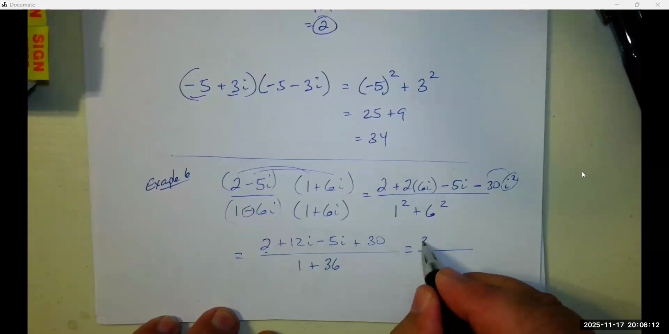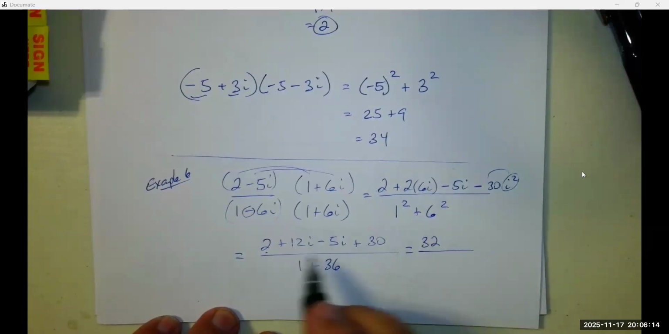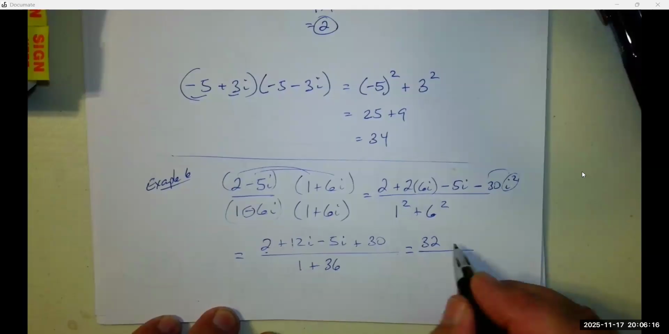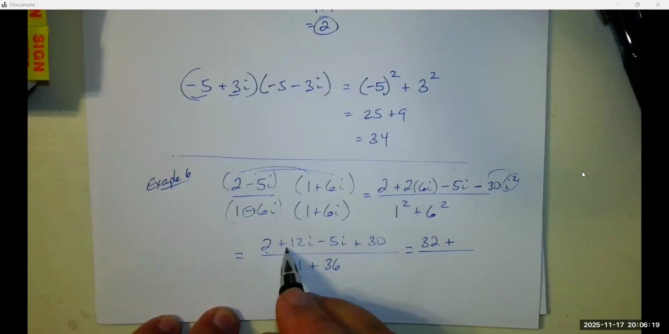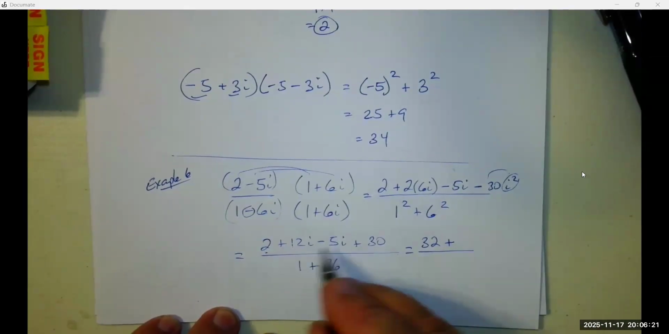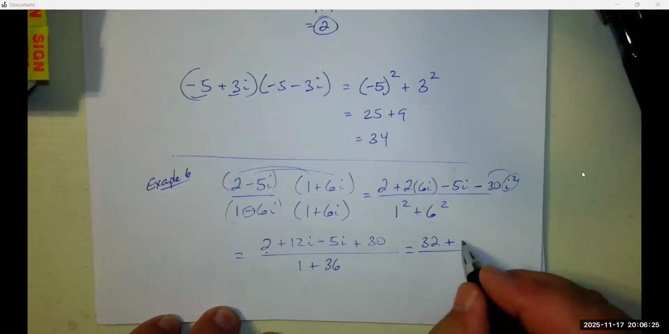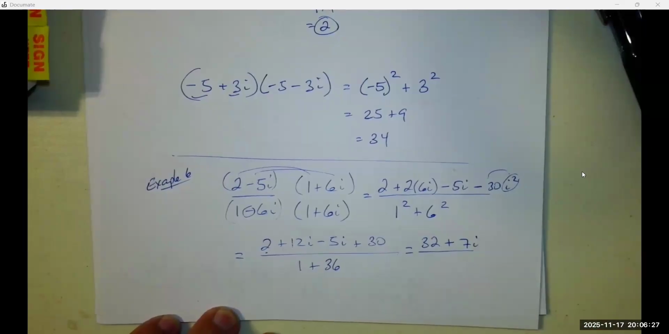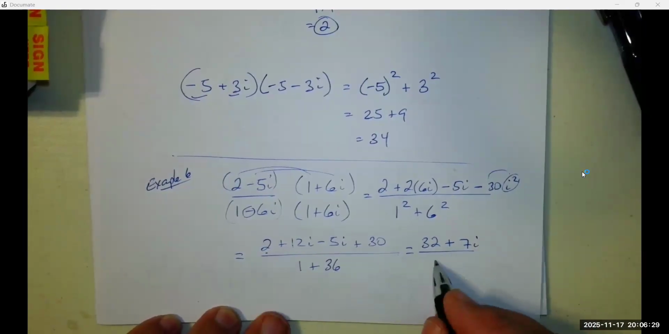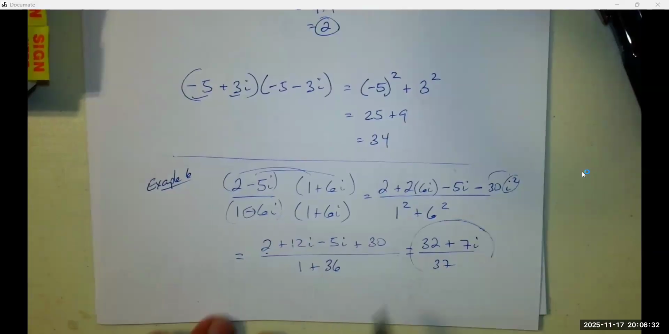2 plus 30 is 32. Positive 12 minus 5, 12 is bigger, so it's positive. 12 minus 5 is 7i. 36 plus 1 is 37. And there's your answer, the simplified version of it.